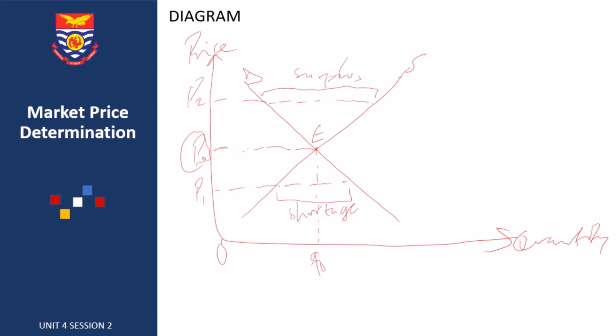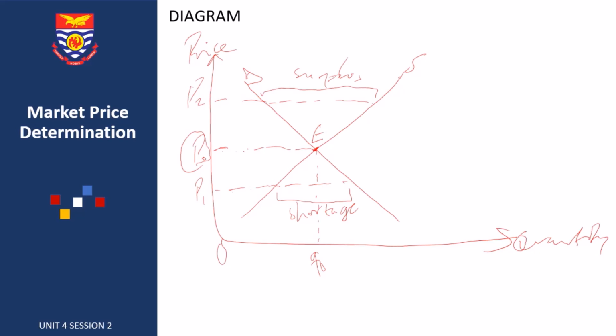At points of intersection, around this point, quantity supplied will be the same as the quantity demanded, and the price will also be the same. At the equilibrium price, that is P0 or P naught, the quantity that sellers are willing to offer is exactly matched by the quantity that consumers take off the market.